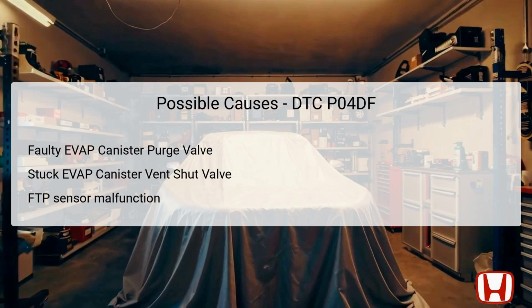Additionally, issues with the FTP sensor itself can contribute to this problem. If the sensor fails to accurately gauge the pressure within the fuel tank, the PCM may misinterpret normal conditions as high purge flow. Understanding these causes is essential for lining up the right diagnostic and repair strategy before diving into troubleshooting.